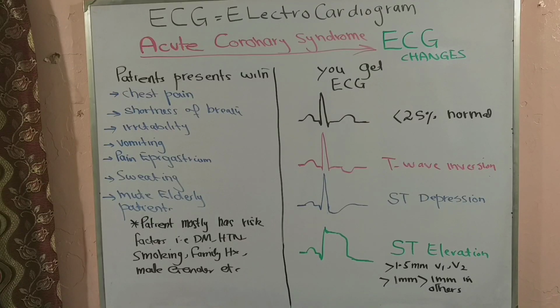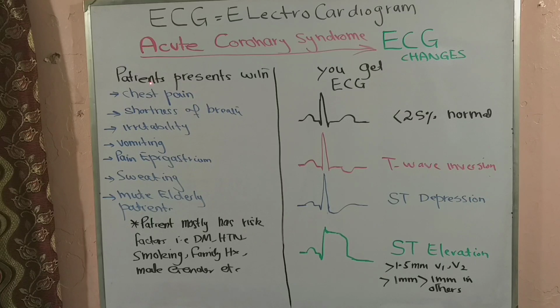So here we will be looking at the kind of changes which are present in the ECG of a patient of the acute coronary syndrome. This acute coronary syndrome actually comprises of the unstable angina, non-ST elevation MI and ST elevation MI. Now these patients who are suffering from the acute coronary syndrome, they have got certain risk factors, like they are diabetic, hypertensive, they have a smoking history, got a family history, and they are mostly male. And there are many more other risk factors, but this is not the topic which should be discussed here.